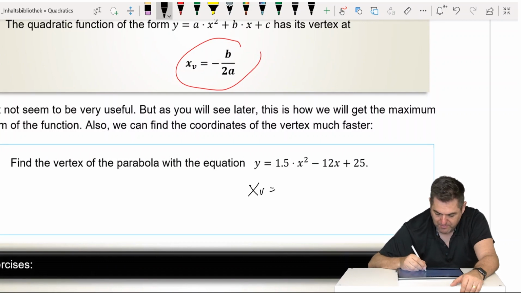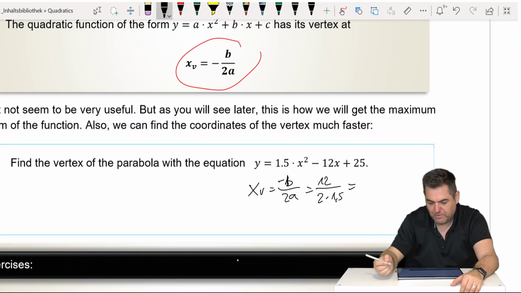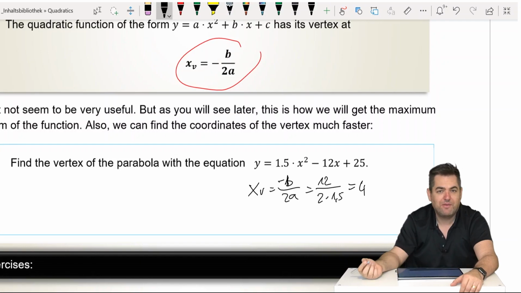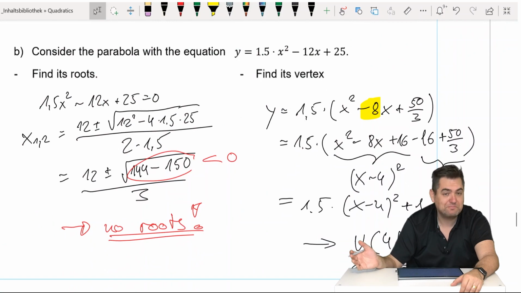It's minus b, so let's write it down here. It's minus negative 12, that's plus 12, divided by 2 times 1.5. 2 times 1.5 is 3, so we have 12 over 3, that's 4. Much faster than this, right? Isn't that useful?